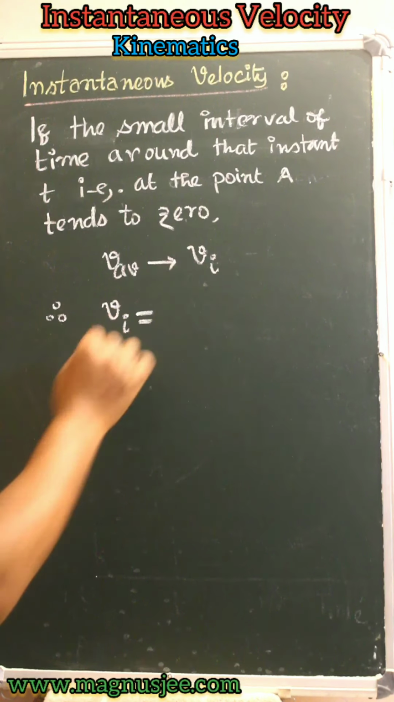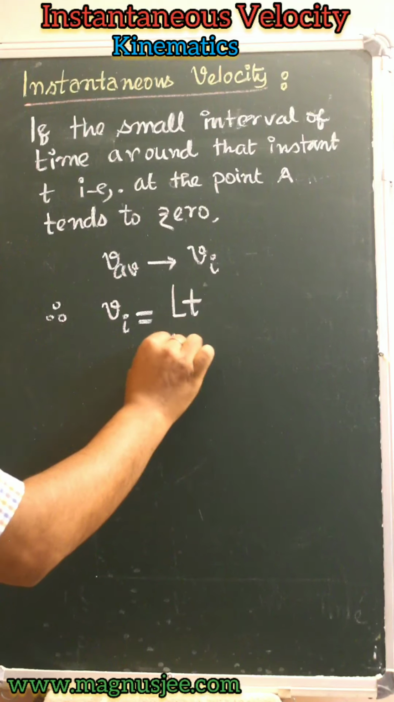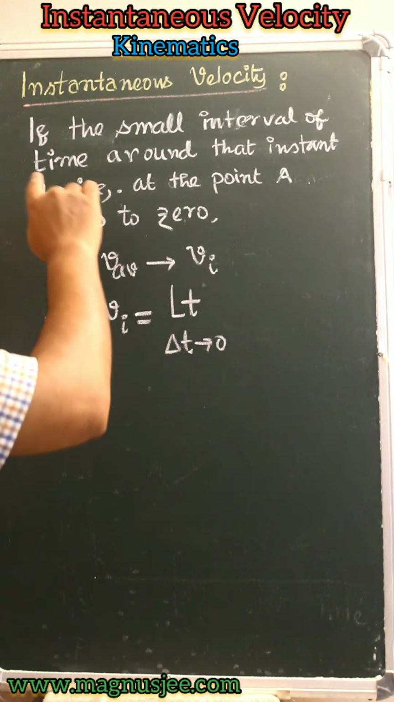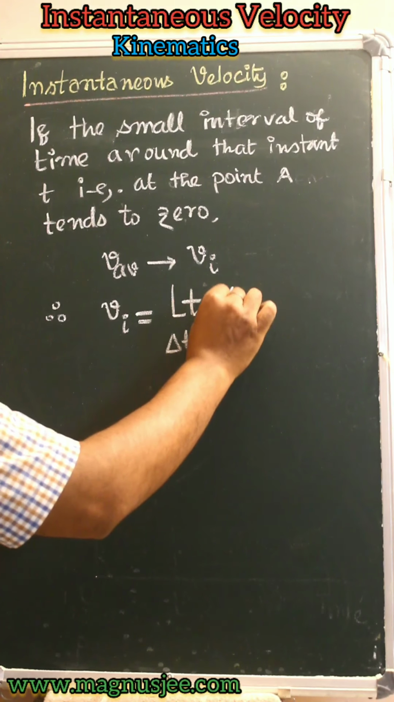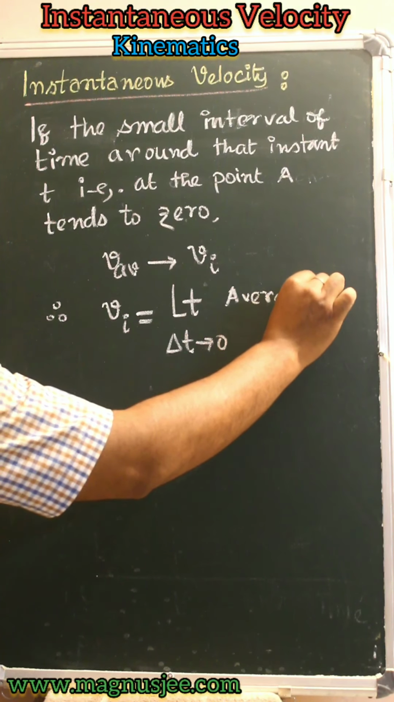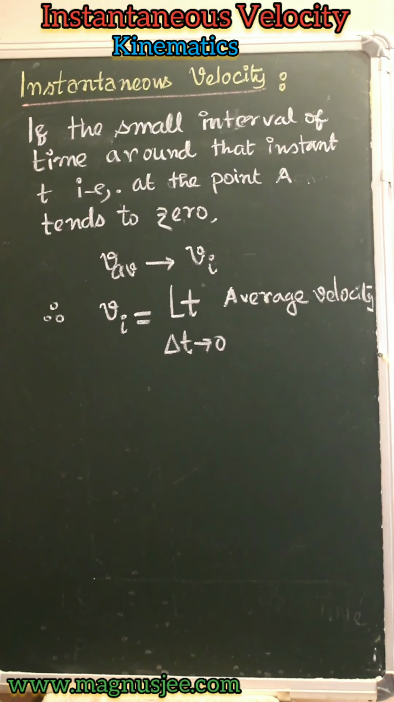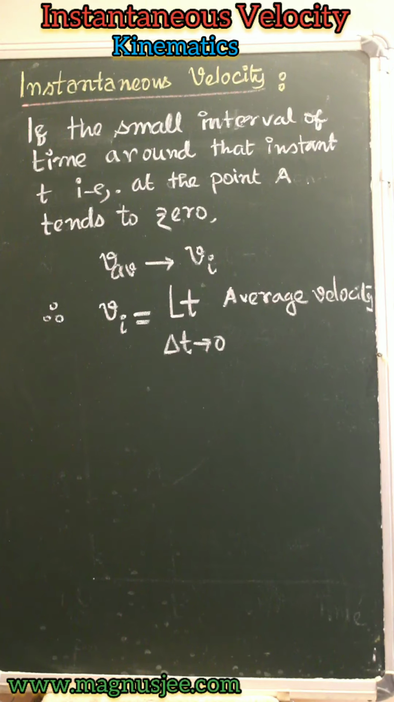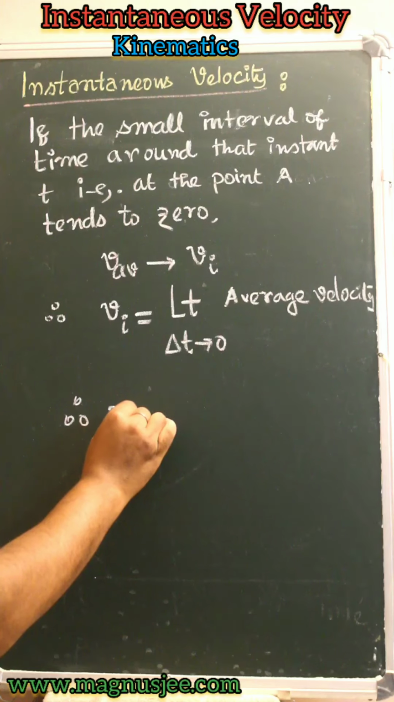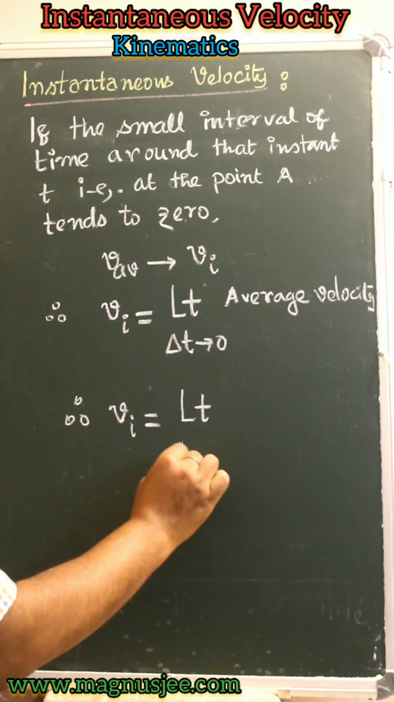So the expression of instantaneous velocity Vi will be equal to the limit as delta t tends to 0, which indicates that the interval of time is very small. That is, Vi equals the limit as delta t tends to 0 of the average velocity between the points A and B.